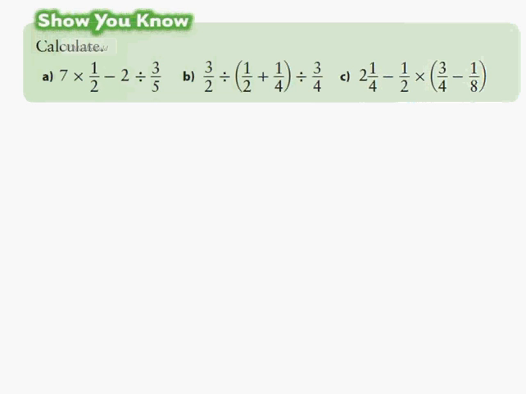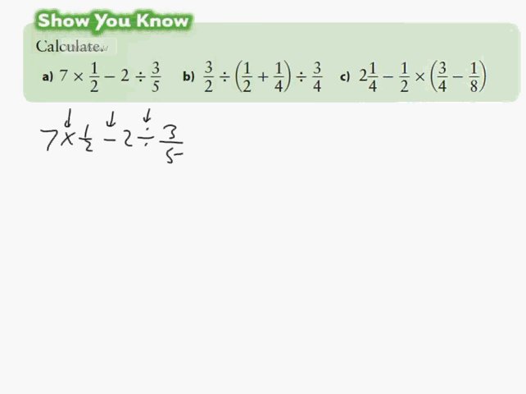The first one says 7 times a half minus 2 divided by 3/5. The context of this particular question is fairly difficult to come up with a real reason why we would ever do this in the real world. But it's basically saying that when you're given multiple operations, do you know which to simplify first and how to simplify them? So the first thing we realize is we have 3 operations: a multiplication, a subtraction, and a division.